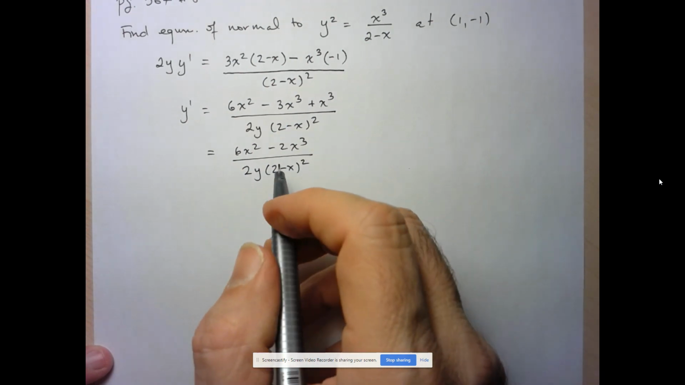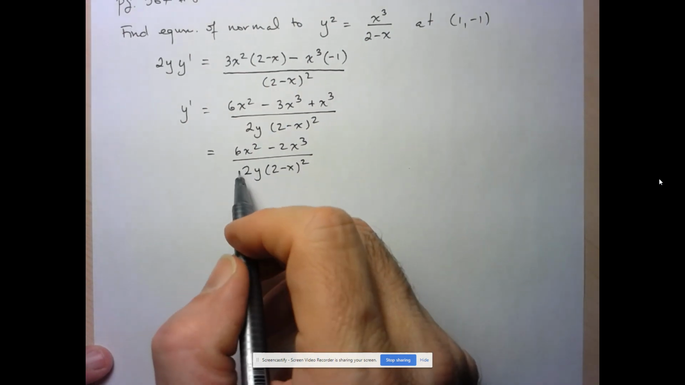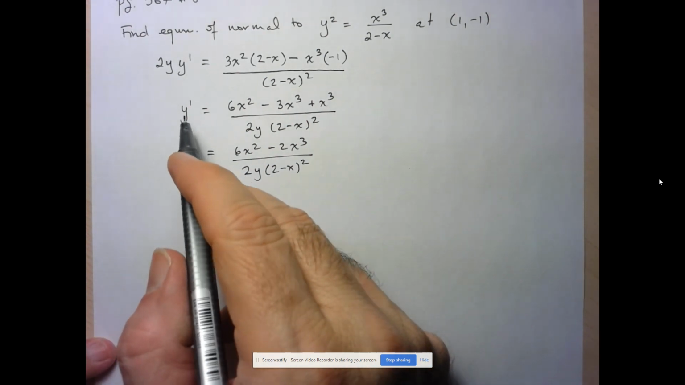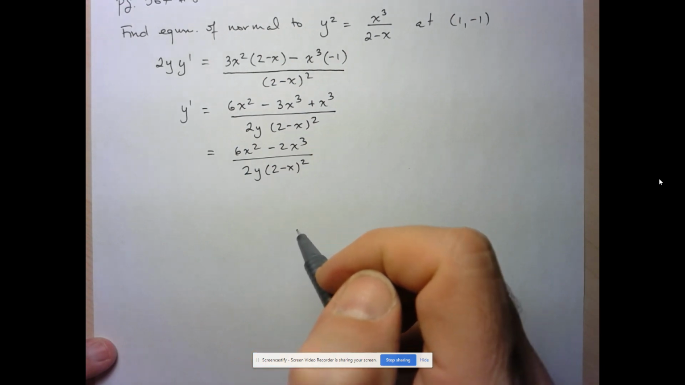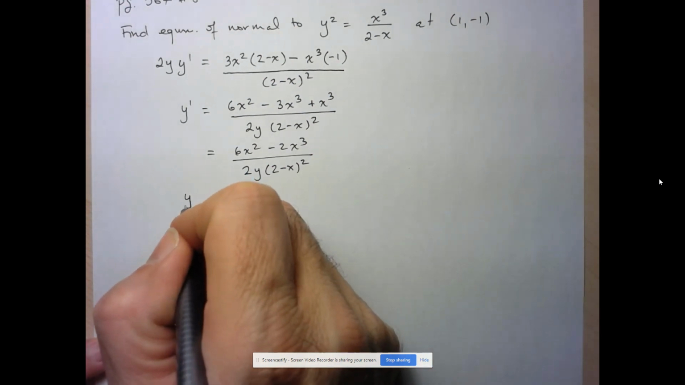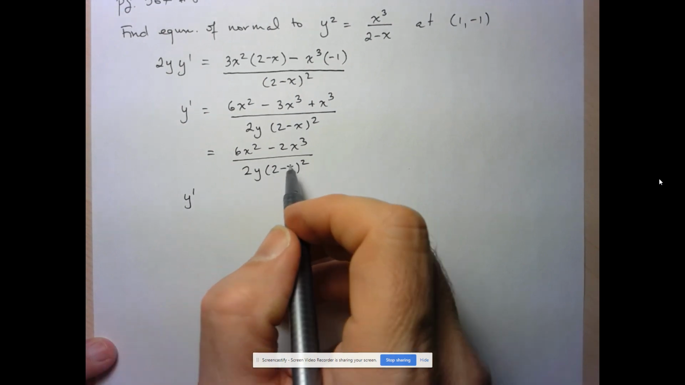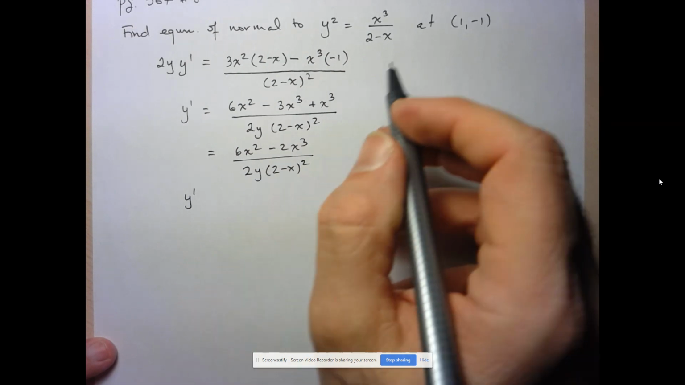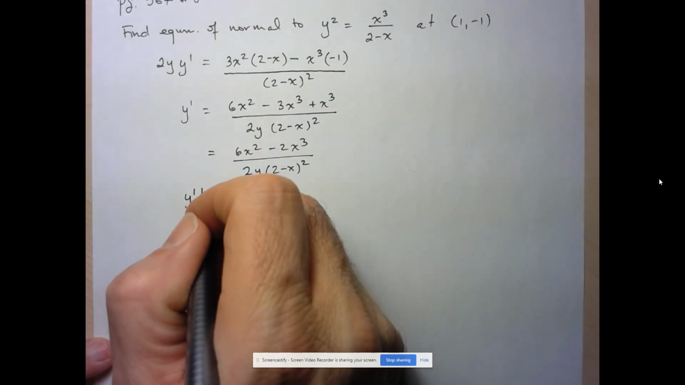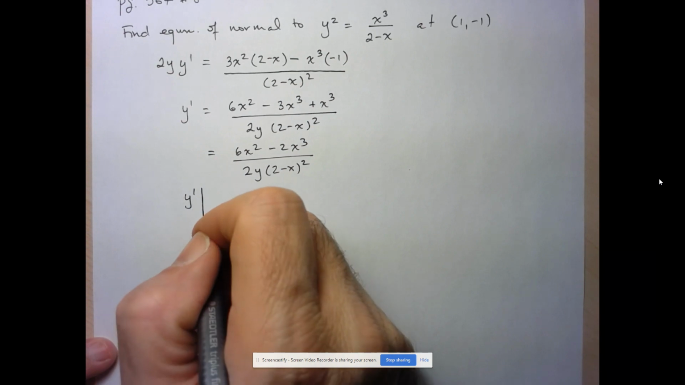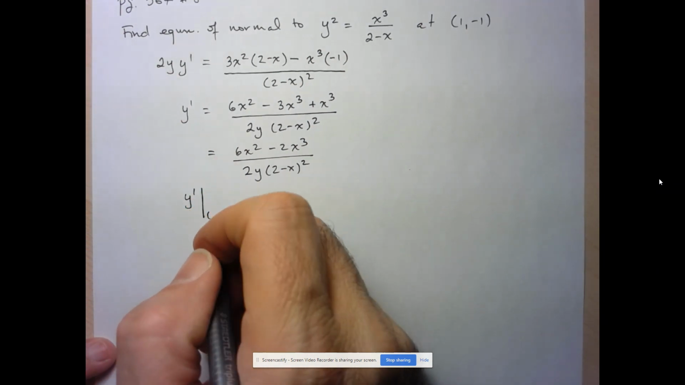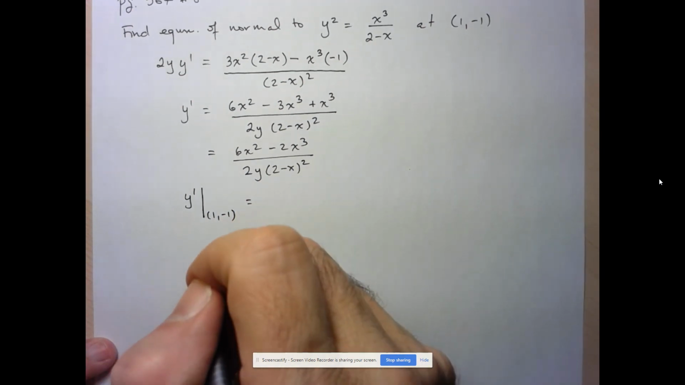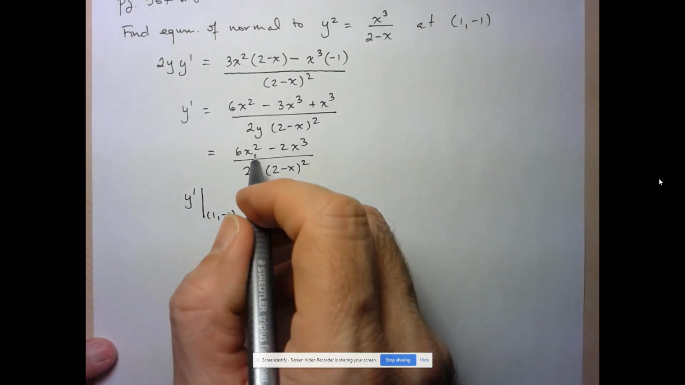I could actually go further. I could factor out a 2 from the numerator and divide that out. But since all I need to do is evaluate y prime at a particular point, I'm not going to bother doing that. What we're looking for here is y prime. Notice how my derivative has both x's and y's, so I need to specify that I'm evaluating it at this point. The notation is this bar, and then indicate as a subscript the point at which you're evaluating that derivative. I'm just going to stick in x equals 1, y equals -1.